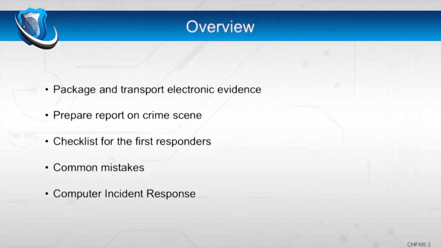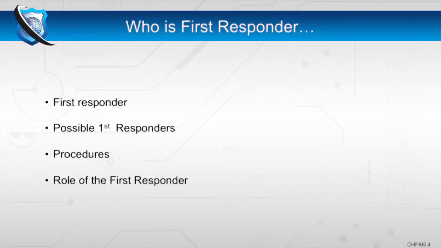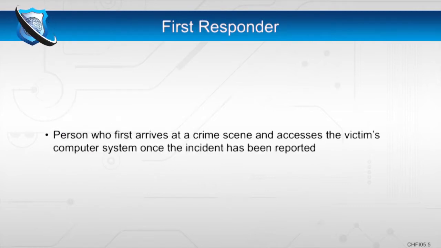We'll also talk about the common mistakes so that we can avoid those pitfalls, and when we do training, that training is good. And then we're going to talk about computer incident response and how to bring the two together. So let's look at who the first responder is. Well, it's you and me. It's help desk. We've got to talk about the procedures, those first responder people, and the role of the first responder as opposed to the incident, as opposed to the forensics investigator.